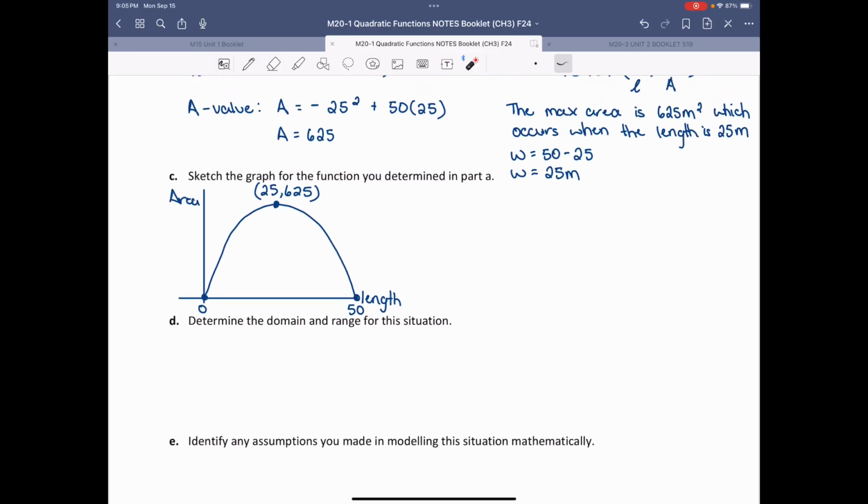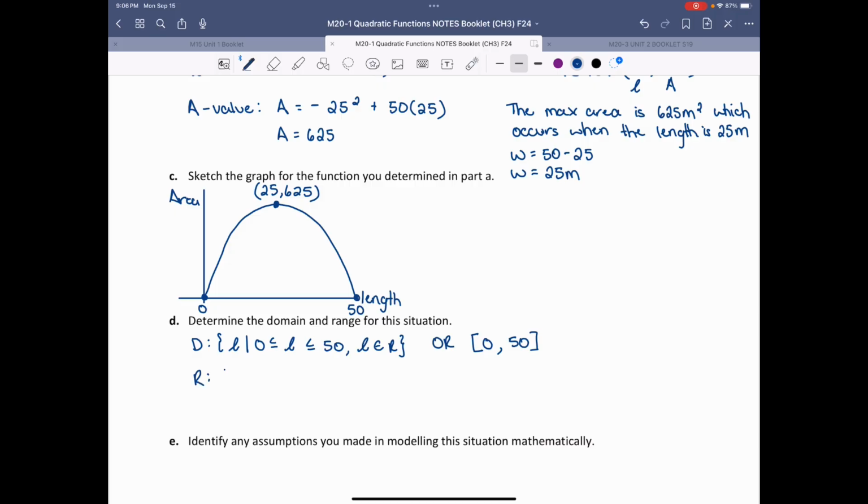Part D: determine the domain and range for this situation. Our domain is going to be between the two x-intercepts. So the domain is the length L such that 0 is less than or equal to L, which is less than or equal to 50, L in the reals. Or in interval notation, it would be square bracket 0, comma, 50, square bracket, because it includes 0 and includes 50.